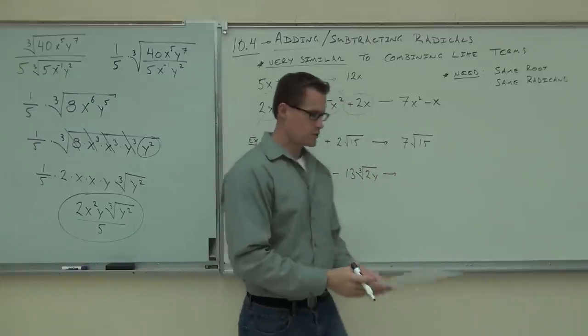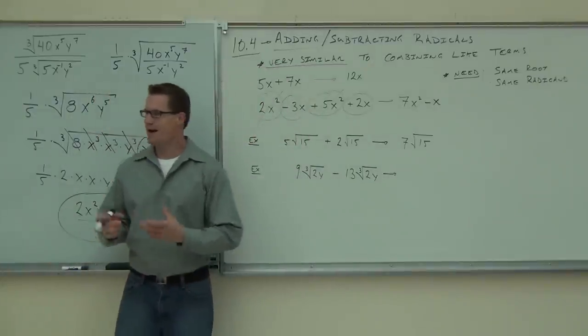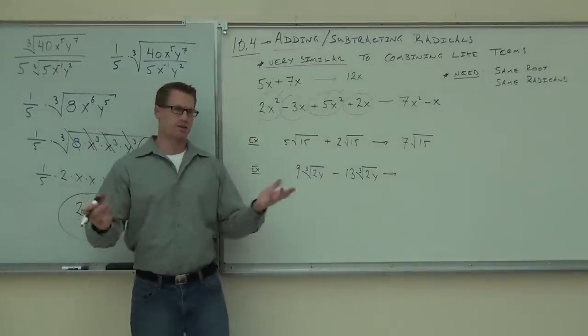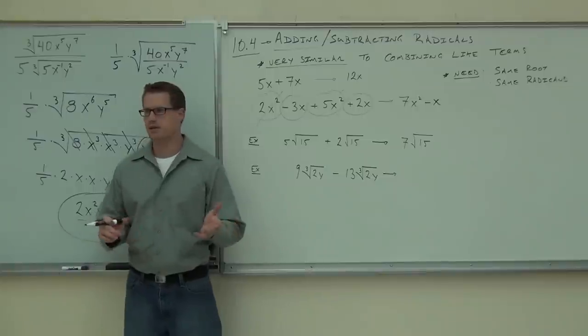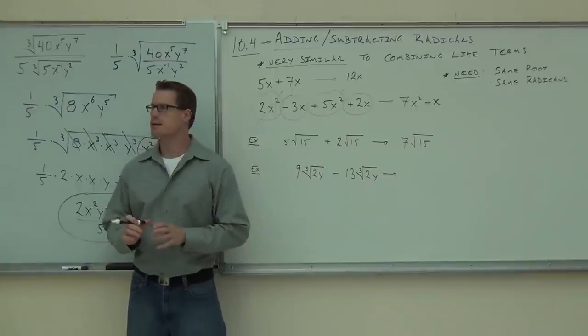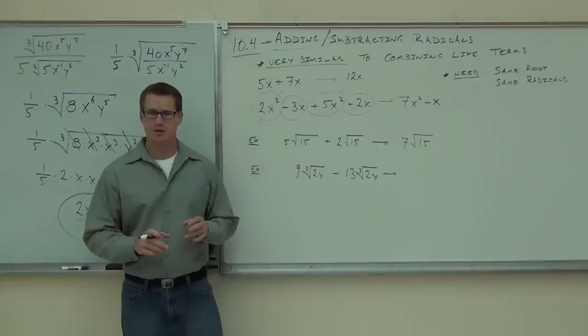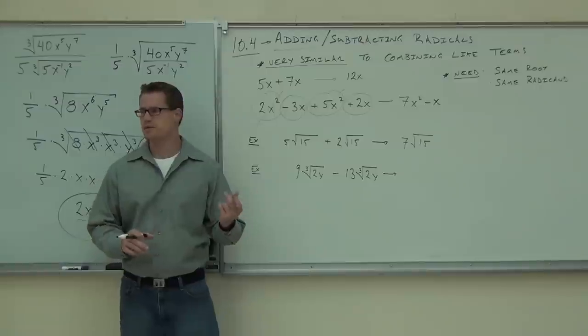Okay, 9 cube root 2y minus 13 cube root 2y. The first thing you must check for if you're trying to combine these radicals is that you can combine like terms. What are you looking for in this case? Root. Okay, do we have the same root? That's like your exponent. And we also have to look for the same radicand. Do we have the same radicand? Yes.